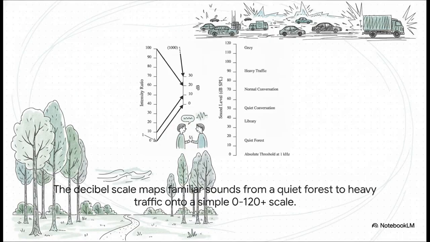And this scale suddenly makes everything make sense, right? You've got a quiet forest down here around 10 dB. A normal conversation is maybe 60 or 70. And then you've got every traffic roaring by at 90. It just maps our world onto a simple, easy-to-understand scale.